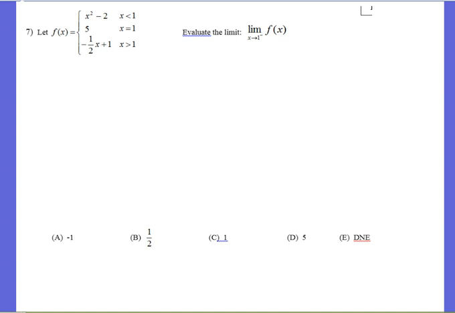Number 7, evaluate the limit from the left side. So you've got to figure out what sides you're looking at. This is the left and this is the right. This is the value at x equal to 1. It only asked me for the left. Therefore, I would do 1 squared minus 2, which gives me negative 1.